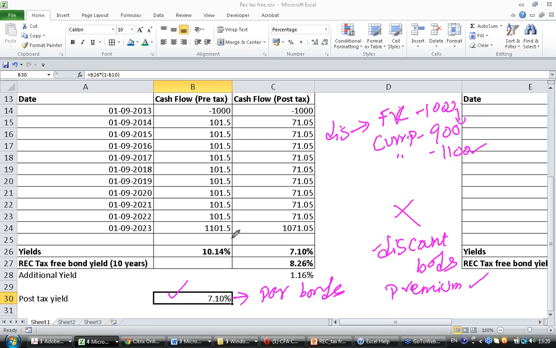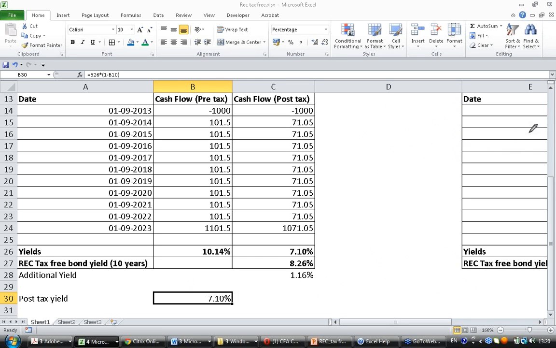Since this is a fresh issue, we are going to get the bond at face value, and hence this problem does not come. So we can directly work with the formula that we have discussed so far, right? To find out this post-tax yield, the formula you should use is pre-tax yield into 1 minus tax rate.